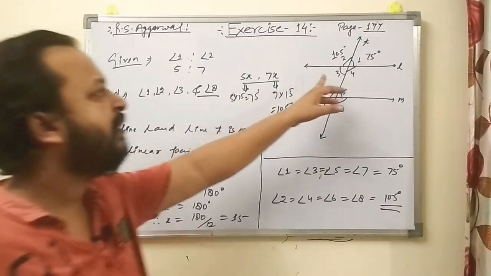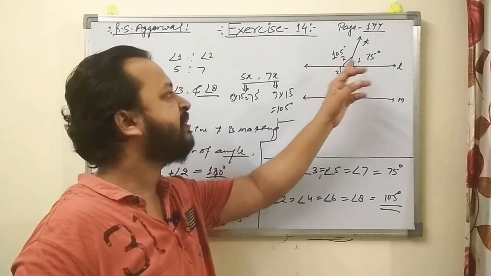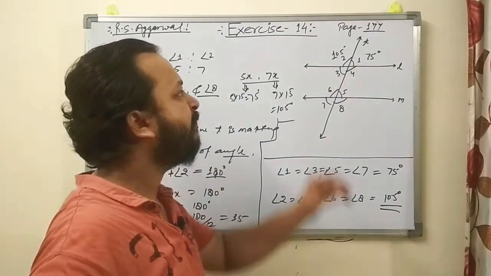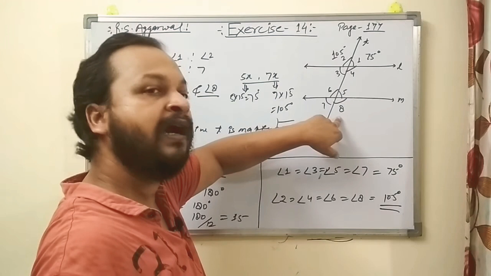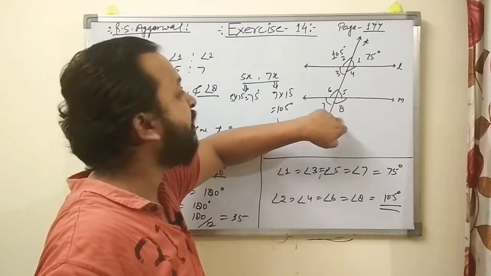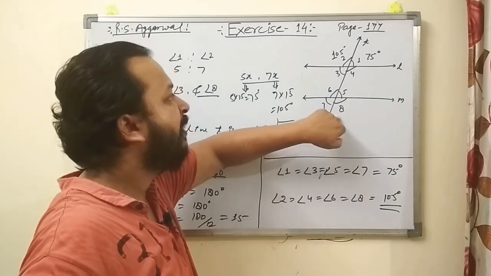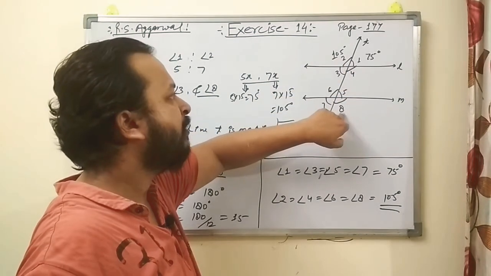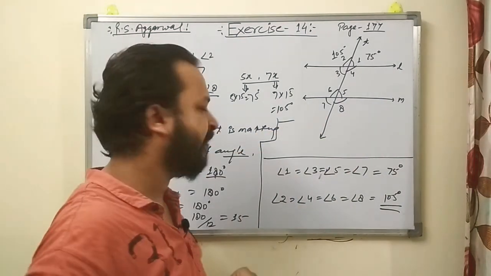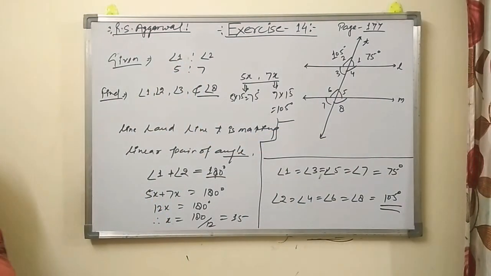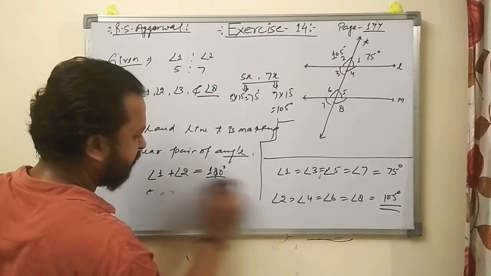So angle 3, here 1 and 3 are vertically opposite angles, that is why this angle is also equal to 75 degrees. And you have to find out angle 8. Angle 2 and angle 8 are alternate exterior angles, right? So they are alternate exterior angles, that is why 2 is equal to 8, right? So it means this is also 105 degrees, right? Now come to the next question.